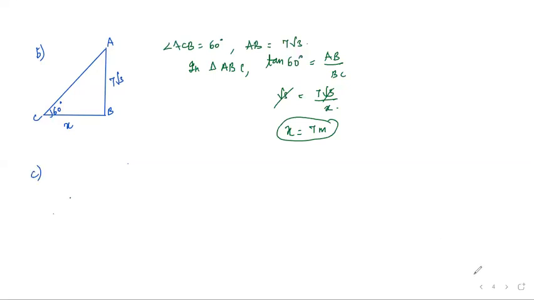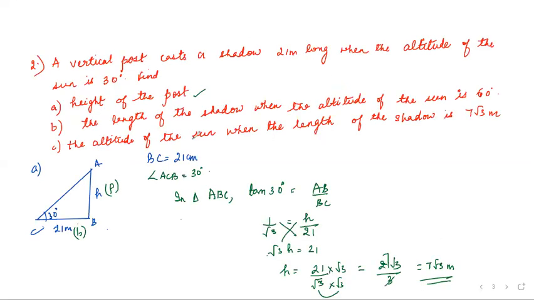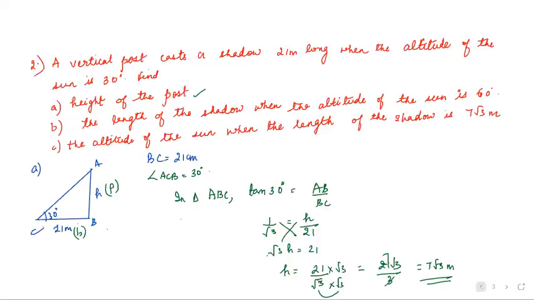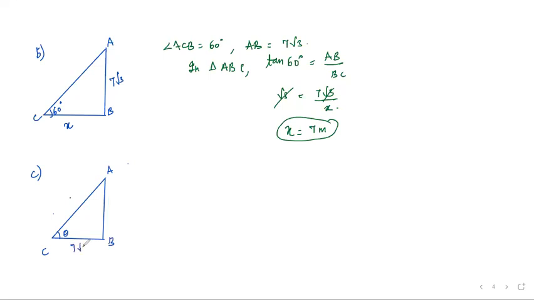Now coming to the third bit, find the altitude of the sun when the length of the shadow is 7√3. So altitude of the sun basically is the angle we need to find out. So again, let us construct the figure. Okay, so again, let us take ABC. Now this time we need to consider the angle as theta, which we need to find. Length of the shadow is 7√3, that means this is 7√3. And AB, we know the height is 7√3 from the first bit.